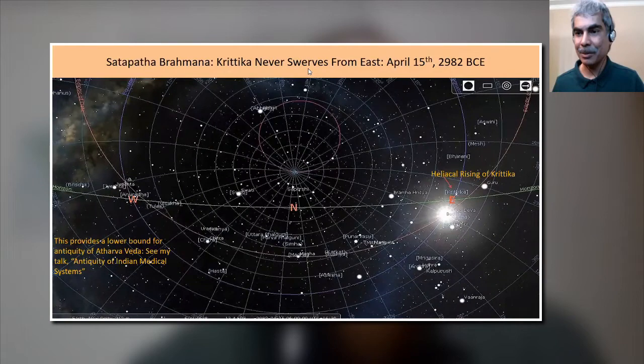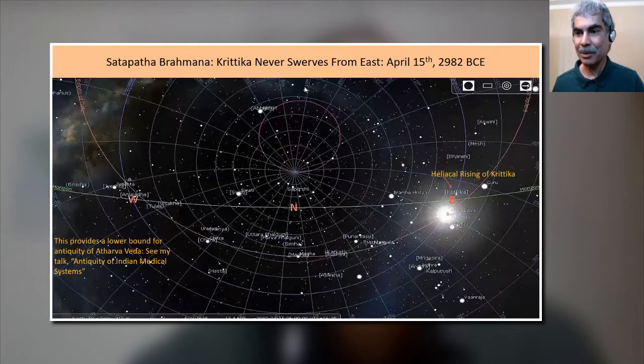True east is only at the time of equinox. You can say the sun is rising exactly on the celestial equator, 0 degrees. So when was Kritika on the celestial equator and when did it rise with the sun? We know that was in 2982 BCE. This is how we know the date of the Shatapatha Brahmana.